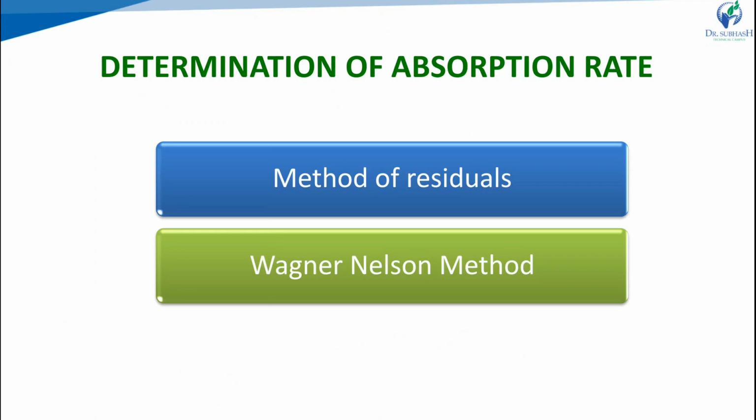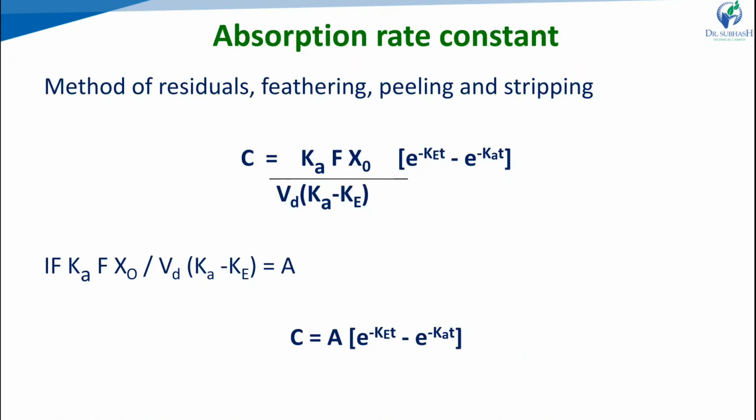Next is the determination of the absorption rate constant. This is the most important part, to find the Ka value. It can be calculated by two methods: the method of residuals, and the Wagner-Nelson method. We will see them one by one.